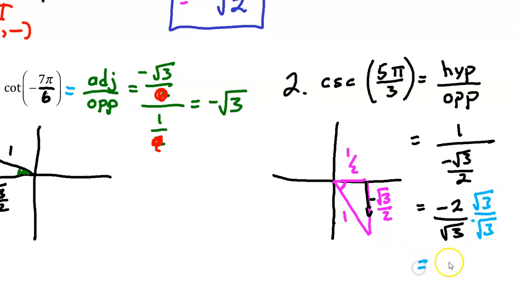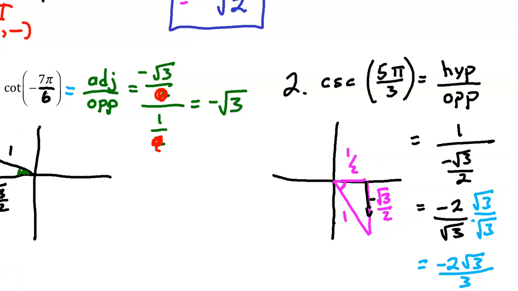So we solve this. So we have negative 2 root 3 all over 3. Nothing simplifies, so we'll just leave it like that. Alright, so it takes a little bit of thinking, but we can handle this, right?